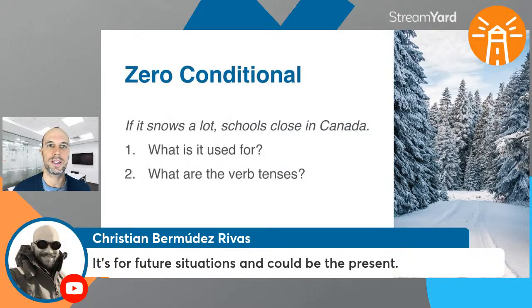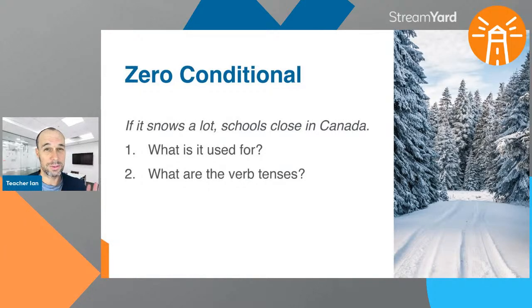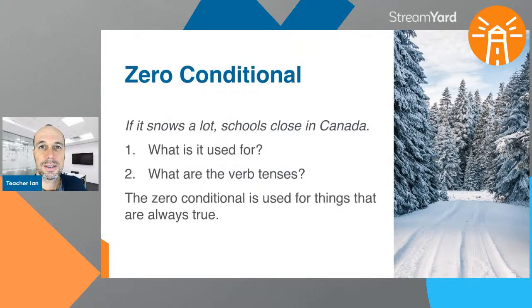Great. Okay, thank you, Viviana. It's for future situations and could be the present. Yeah, that's right. It's a recommendation. Well, it's a truth. It's what happens, right? There's no way to argue with this. It's a true situation that is always true, at least this part of Canada. Okay, so we know it's real. We know it's something that happens in the present and in the future. The zero conditional, we call it the zero conditional, is used for things that are true or always true.